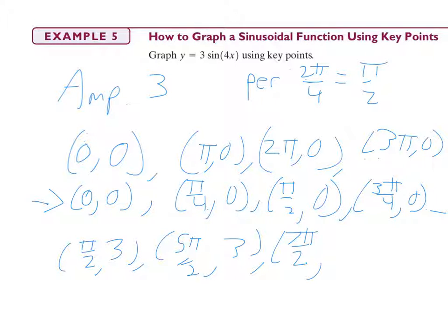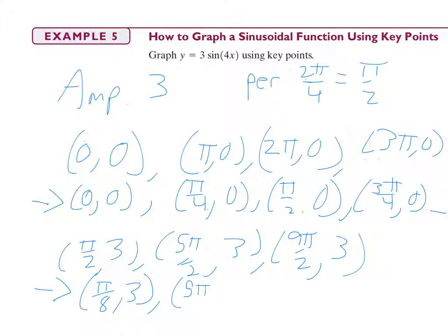I believe that would also be located at 9 pi over 2. Which means that if you multiply everything by 1/4, it'd be at pi over 8, because pi over 2 multiplied by 1/4 is pi over 8. At 5 pi over 2 multiplied by 1/4, it'd be at 5 pi over 8. At 9 pi over 2 multiplied by 1/4, it'd be at 9 pi over 8, and so on.